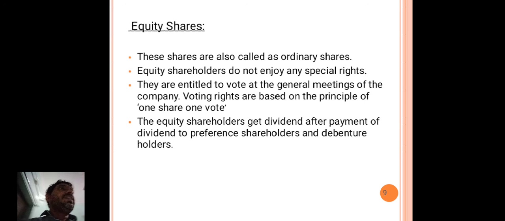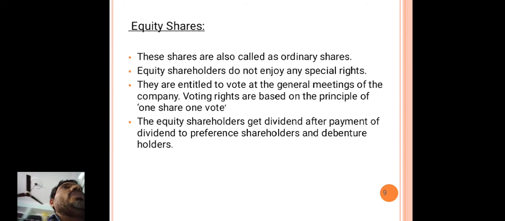After receiving the dividend of the equity and preference shareholders. So here, when comparing equity shareholders and preference shareholders, the priority is given to preference shareholders. The equity shareholders or the equity shares are called ordinary shares.